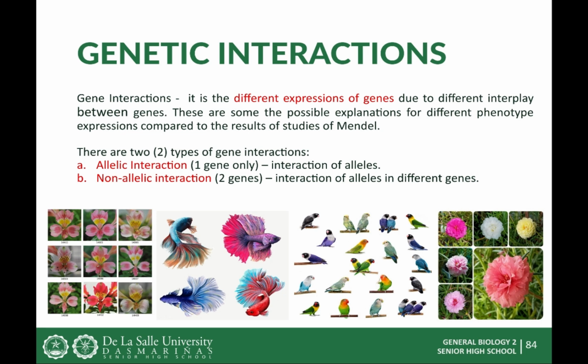When we say allelic interaction, it's one gene only that interacts. So it is somehow compared to the law of segregation, which deals with the monohybrid cross. Meanwhile, in the non-allelic interaction, there will be two genes involved, two different genes, and it is somehow similar to the law of independent assortment. So let's discuss this one.